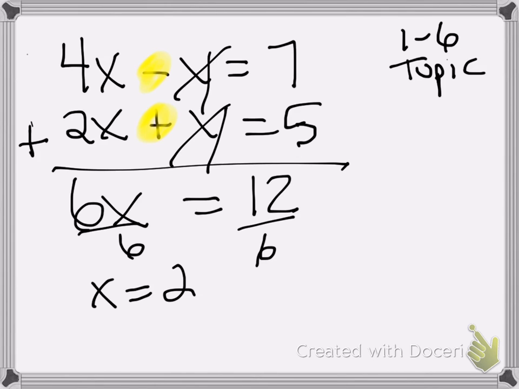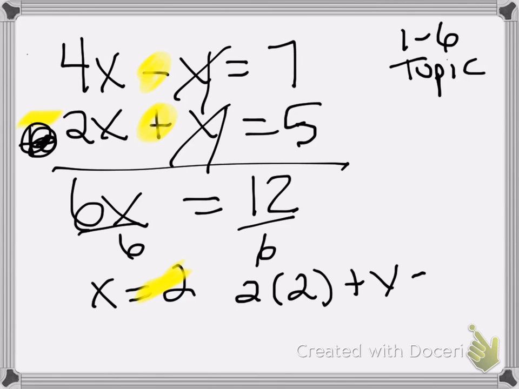So you want to choose one of these equations. I think I'll choose this one right here because it has fewer numbers to deal with. There's a positive and only multiplying by 2. You can plug it into either one though, it doesn't matter. I'm going to plug it in wherever I see an x. So that's 2 times my x value, and I know my x value is 2, so I'm going to plug in a 2. Again, I'm plugging it into this one right here. So 2 times 2 plus y equals 5. That's 4 plus y equals 5.